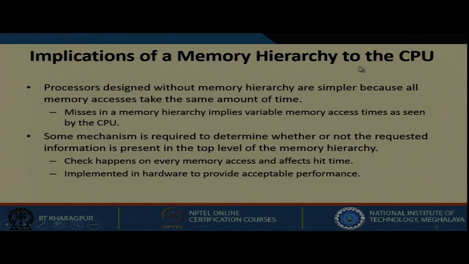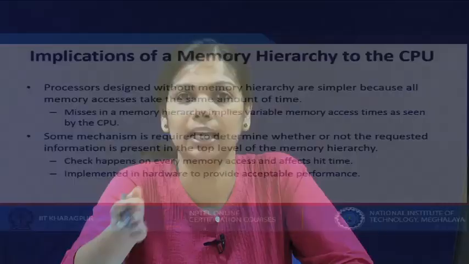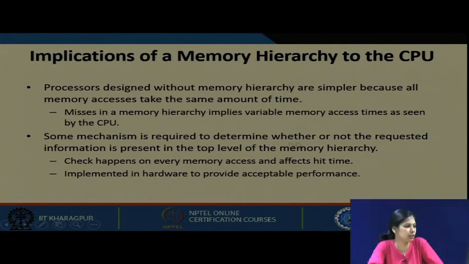So, what is the implication of the memory hierarchy to the CPU? We can say that processors designed without memory hierarchy are simple because all memory accesses take the same amount of time. Misses in a memory hierarchy imply variable memory access time as seen by the CPU. Why? Because the access time of L1 cache is different from the access time of L2 cache, and different again as compared to main memory. So, the access time is different for different levels of the memory hierarchy. Some mechanism is required to determine whether or not the requested information is present in the top level of the memory hierarchy. So, how can we check this?